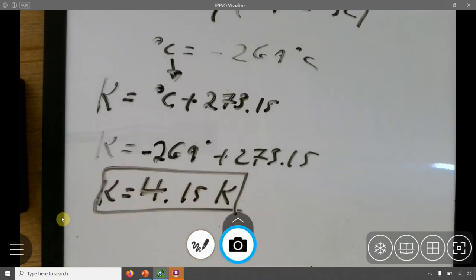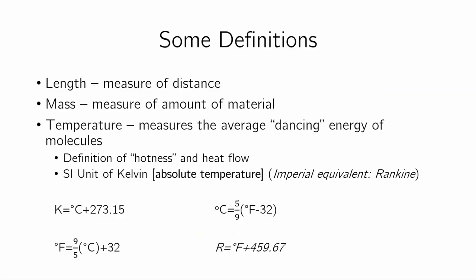0 Kelvin is the lowest temperature you'll see. It is known as absolute zero. So this is very close to absolute zero. And indeed, if you want to have liquid helium, you have to go really cold, almost to absolute zero. So that's how you do that.